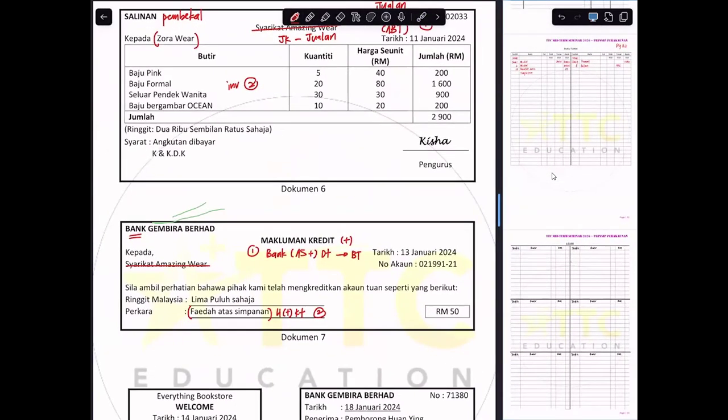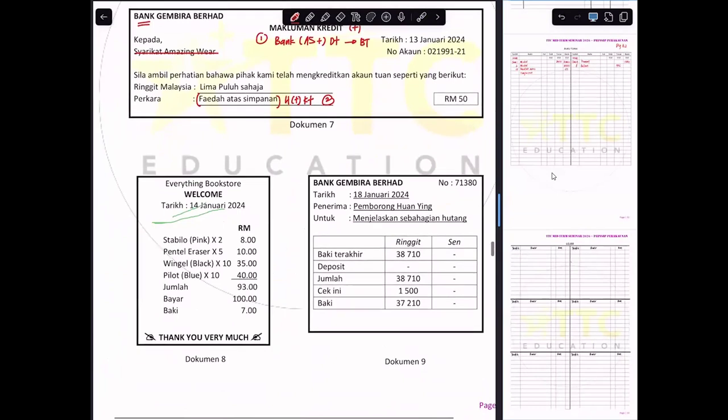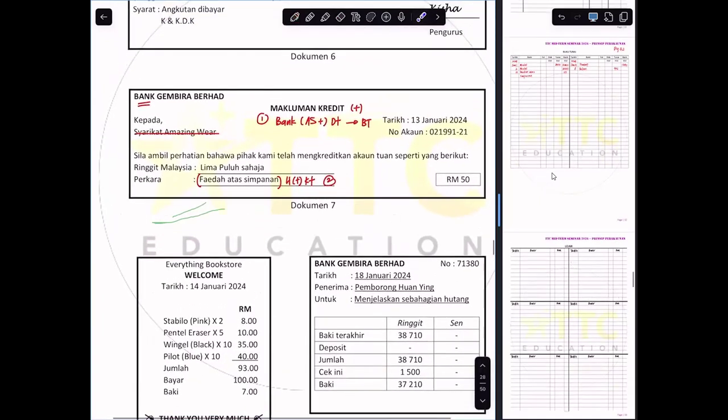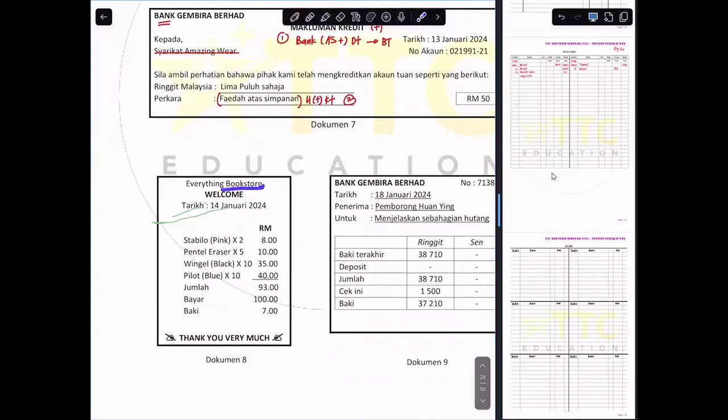Okay, the next one. This small piece of paper, stabilo, pencil, Wingle, Pilot, seems like we are buying pens, right? And some more the dimension is bookstore. Is this paper familiar? Whenever you buy any stationery, any grocery, any milk tea, you buy Starbucks, after your payment, you will get this small piece of paper, right? And when you get this small piece of paper, it means that you are paying or receiving money.